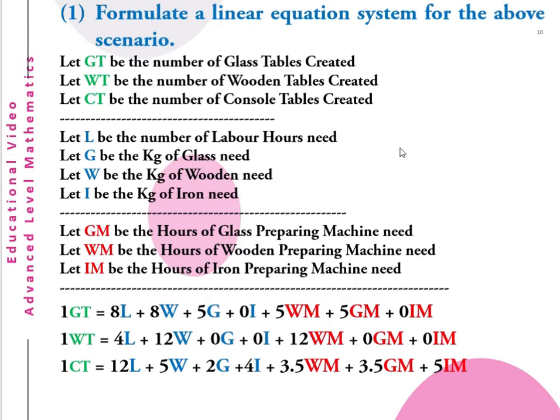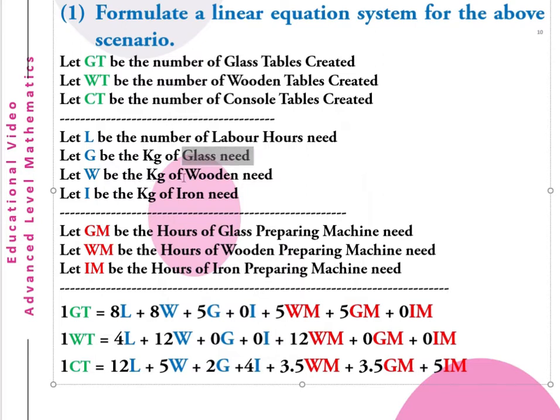Now in this section, we try to formulate a linear equation system for the above scenario. We let GT be the number of glass tables created, WT be the number of wooden tables created, and CT be the number of console tables created. Let L be the number of labor hours we need to create the tables, and G be the kilograms of glass we need to create the tables.